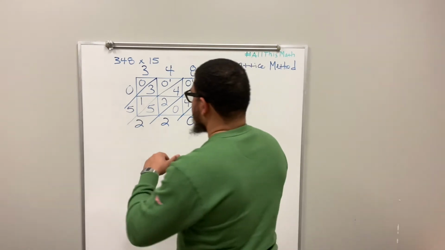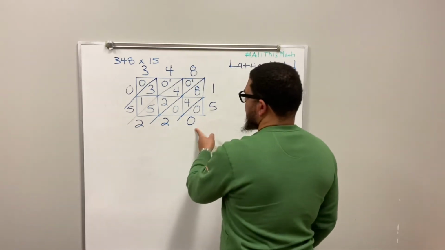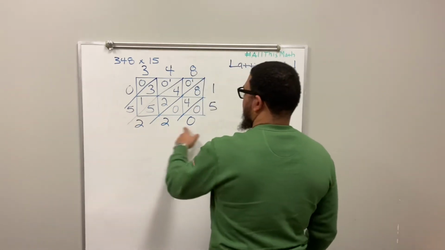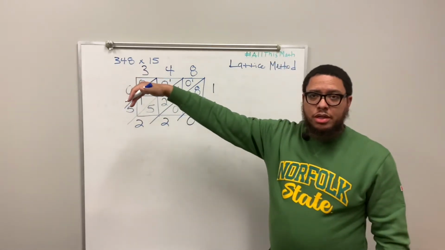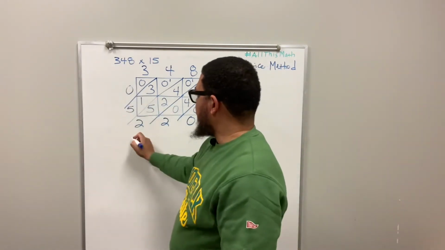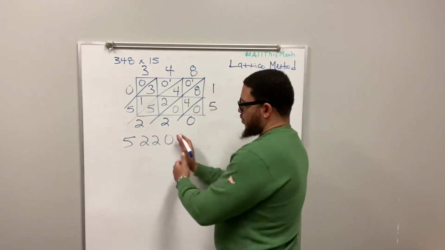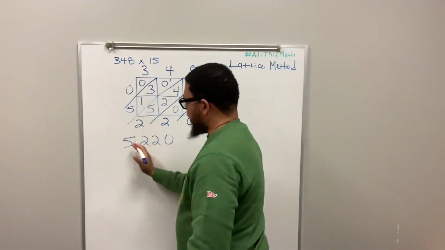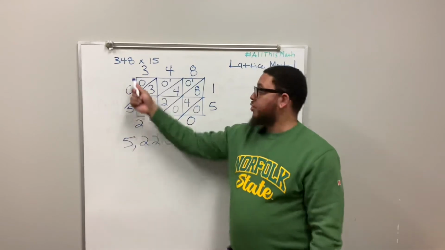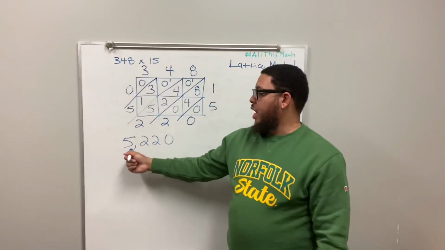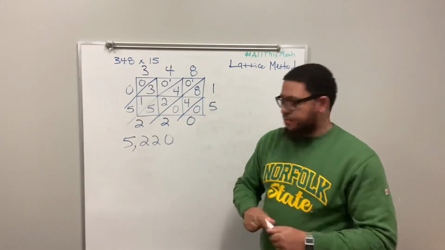Now, how do I read my answer? I read my answer counterclockwise. Not clockwise, but counterclockwise. This 0 doesn't matter because it's the first digit. So we can kind of disregard this 0. But we write our answer like this. 5, 2, 2, 0. And then, of course, starting from the right, every 3 digits has a comma after it. So our final answer, or our product of 348 times 15 is 5,220. And that's how you use the lattice method.